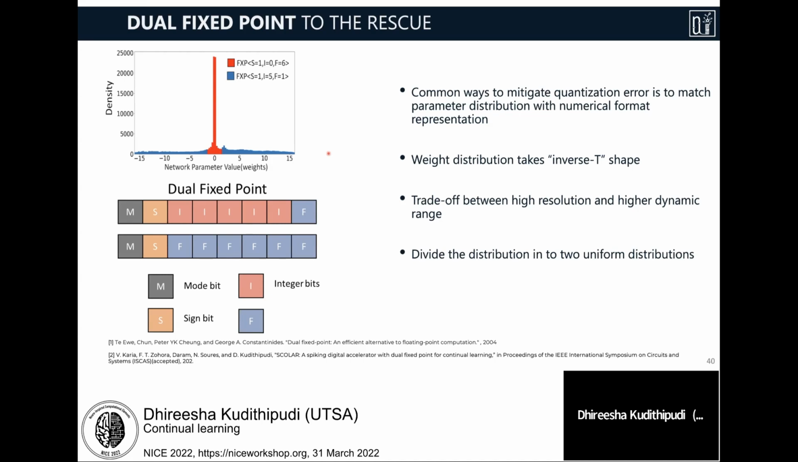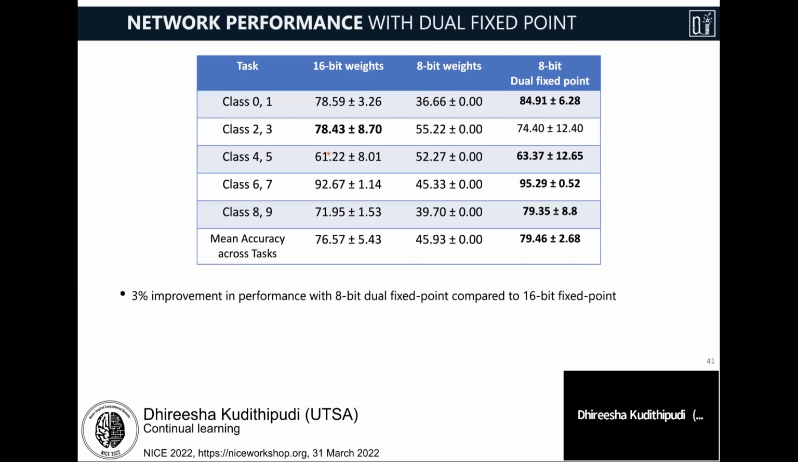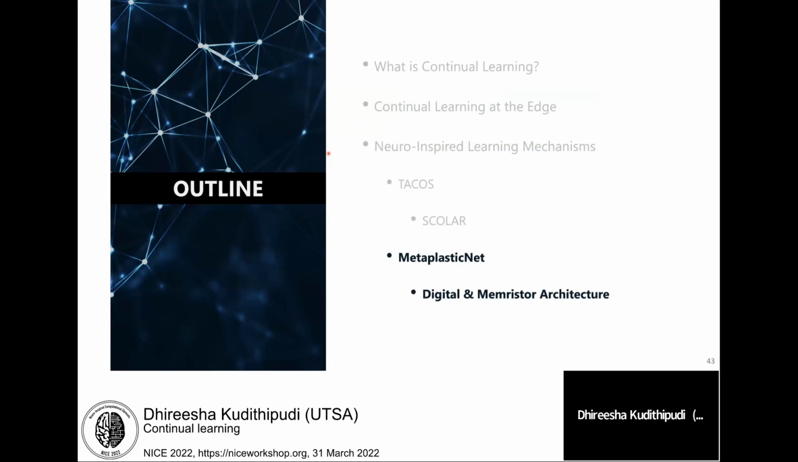So we used a dual fixed point in order to improve the performance rather than using a single precision for all of the weights. With that, when we use the dual fixed point, we see that the performance is actually even higher than using 16-bit precision in some of these cases. So that helped us significantly reduce the overhead for the network.